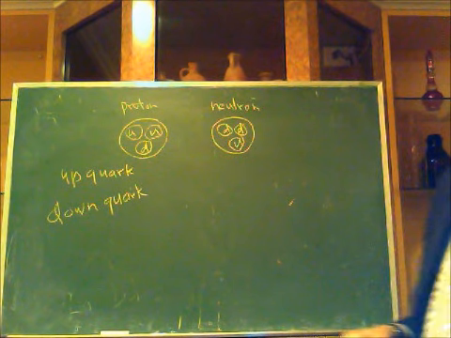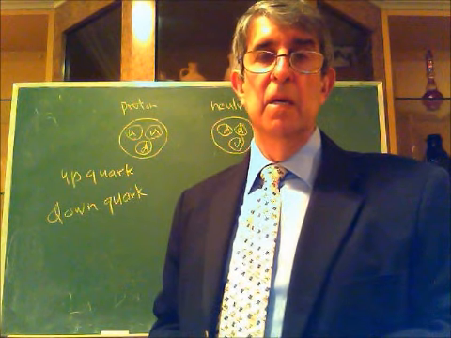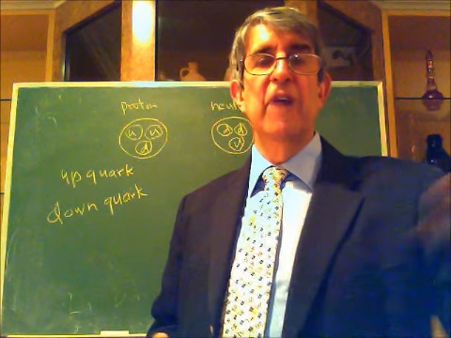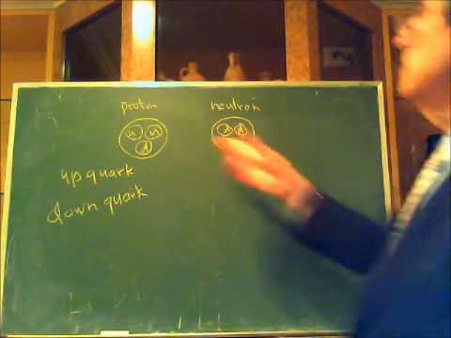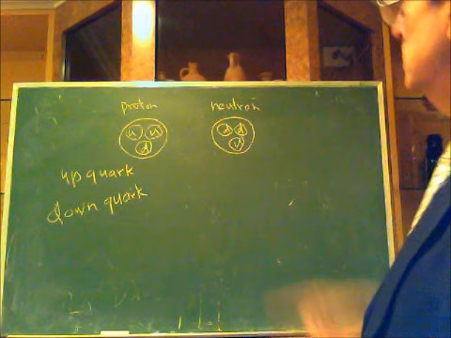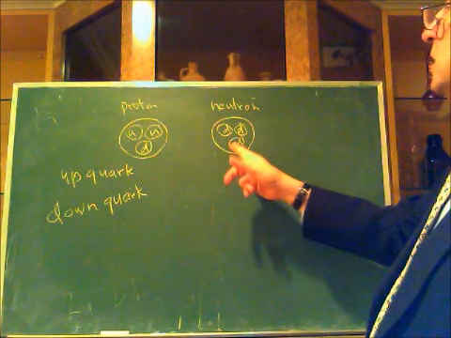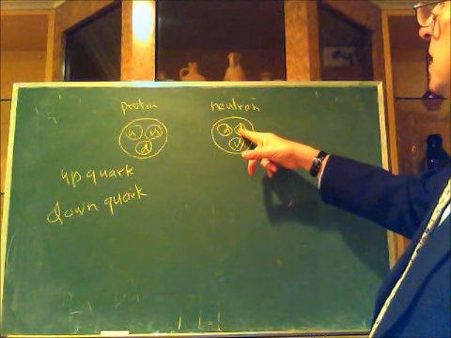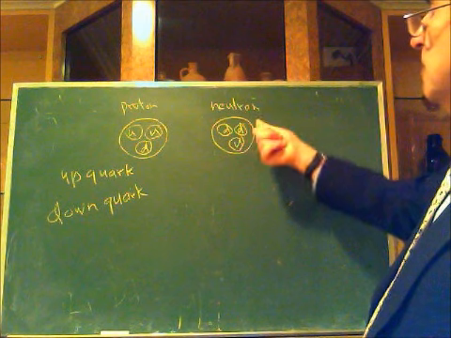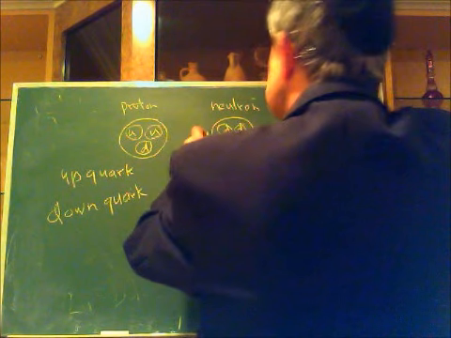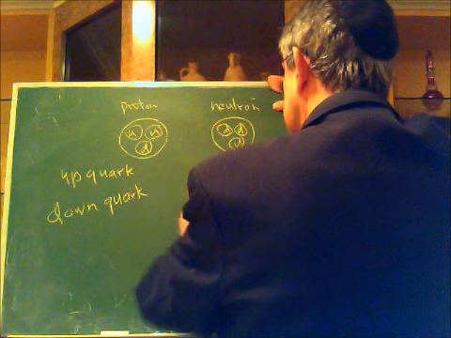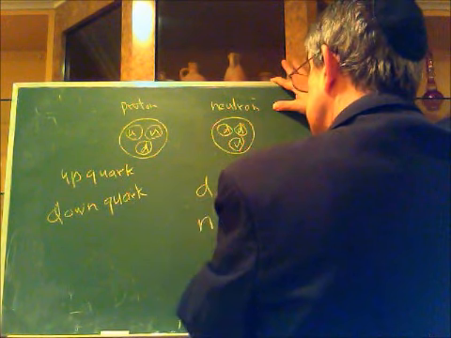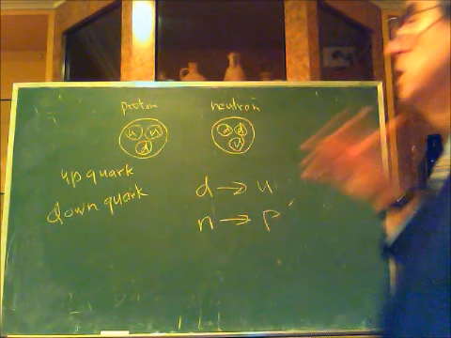So what actually happens during beta decay, which is the production of this electron, the beta particle that is fired out of the nucleus of the atom, is that one of the neutrons converts to a proton. It does so in this fashion: one of the down quarks flips and becomes an up quark. So if down goes to up, then the neutron goes to a proton.